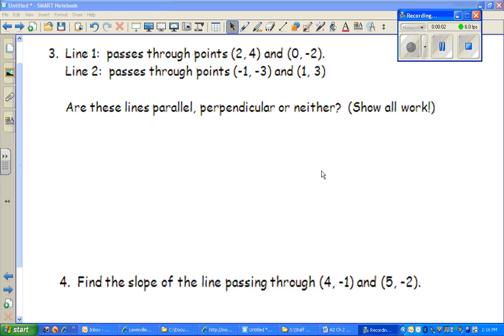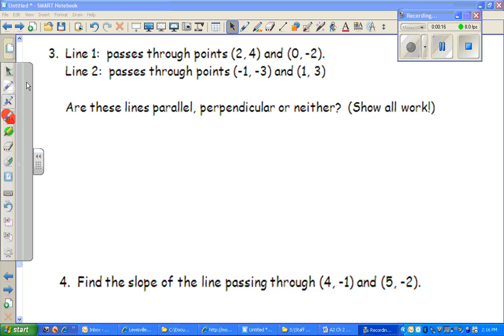On number 3, they want us to decide whether the lines going through these points are parallel, perpendicular, or neither. And to do that, you have to show the slope formula worked out. In order to get credit, you have to show the work of doing the slope. You cannot just guess one of the 3 and put that. And that's why they say show all your work.